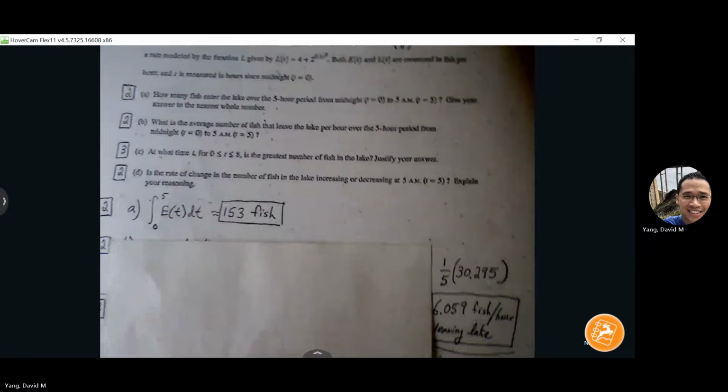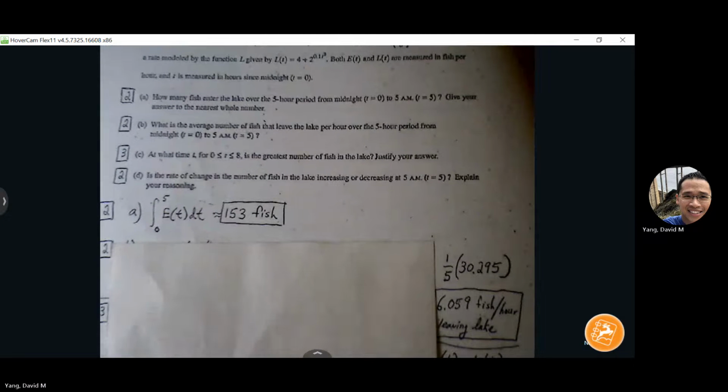Okay, so we use math 9. Plug E of t into your calculator: 20 plus 15 sine of pi t over 6.